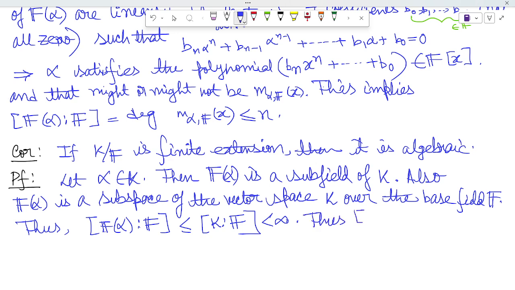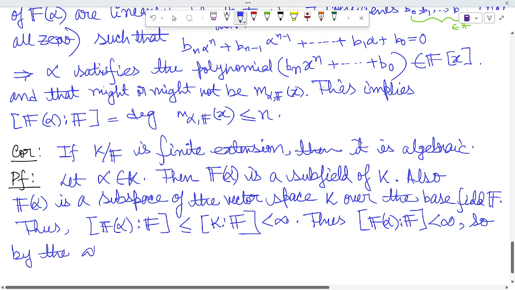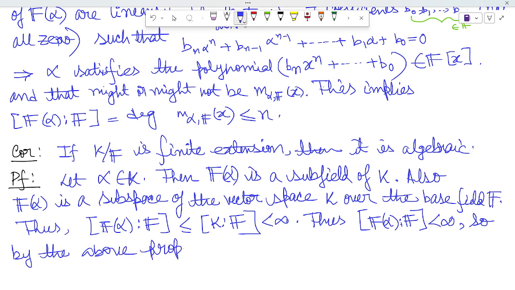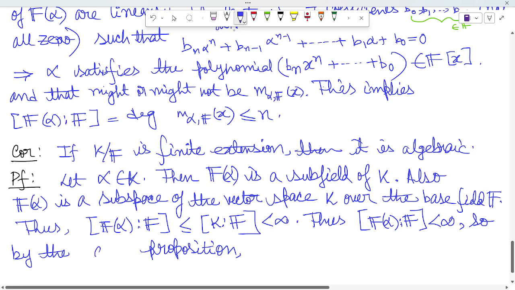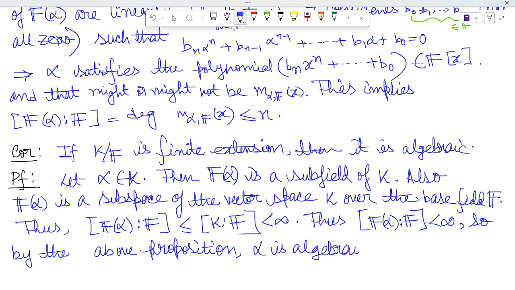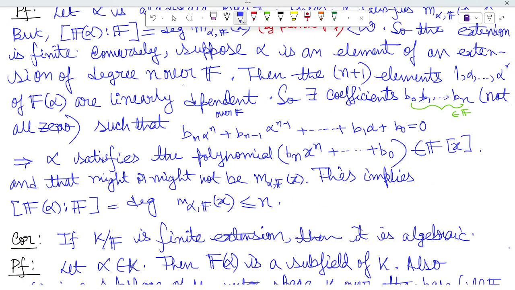Thus F(alpha) over F is finite, by the above proposition.